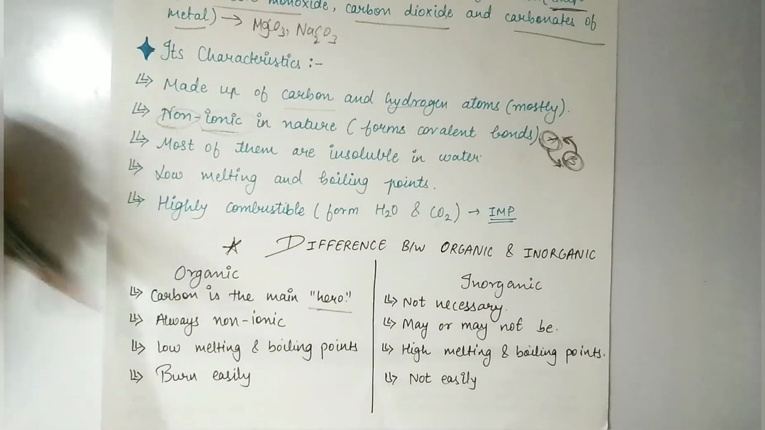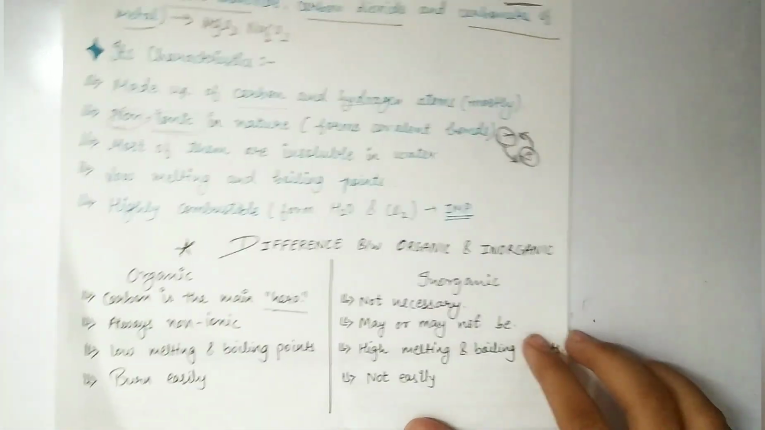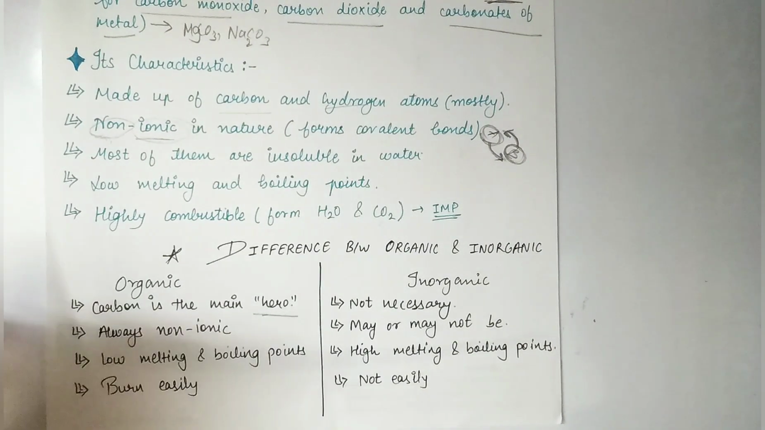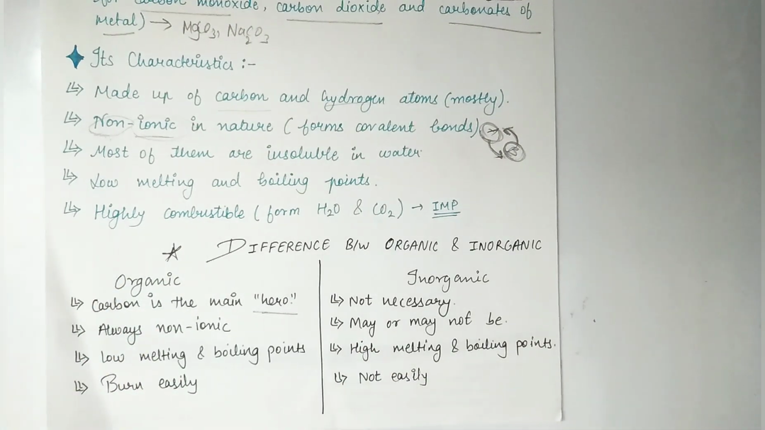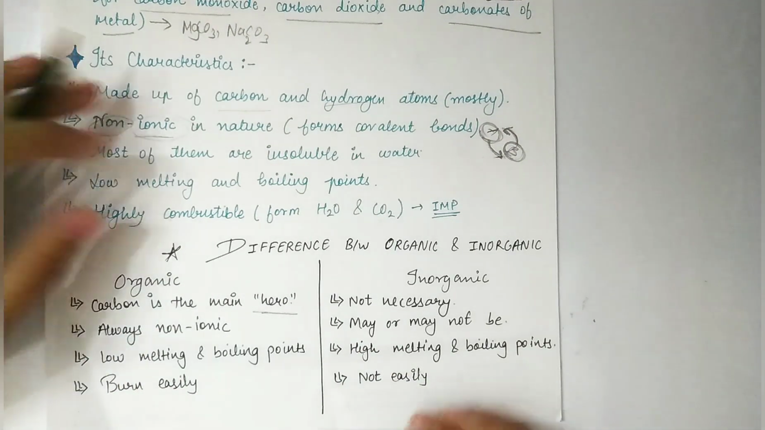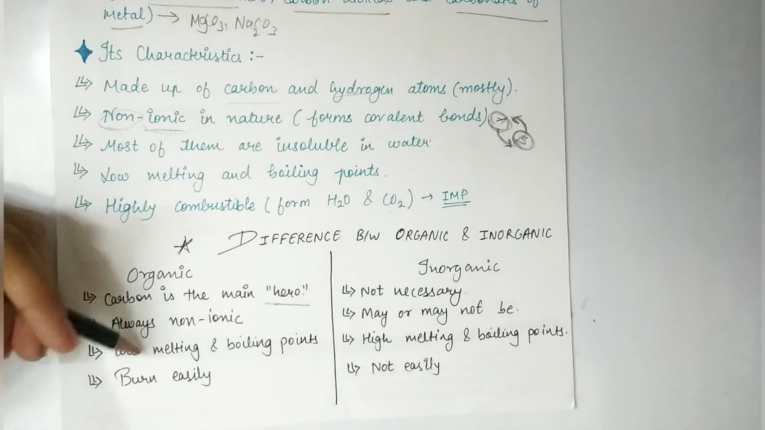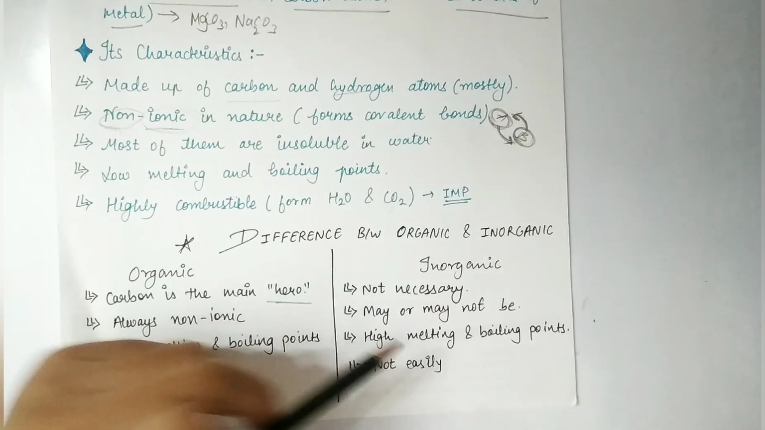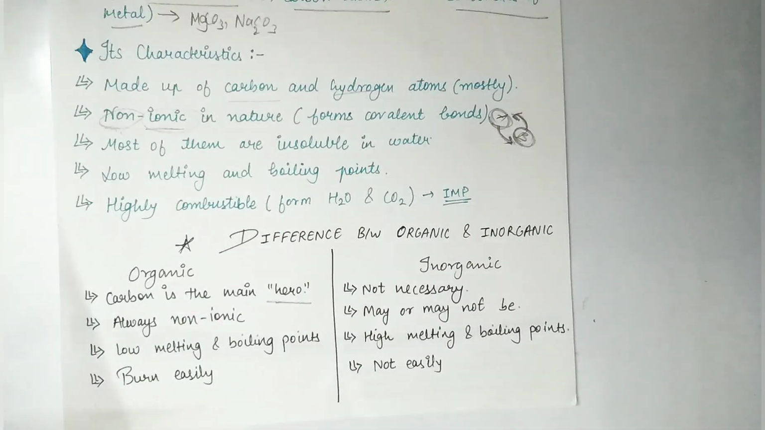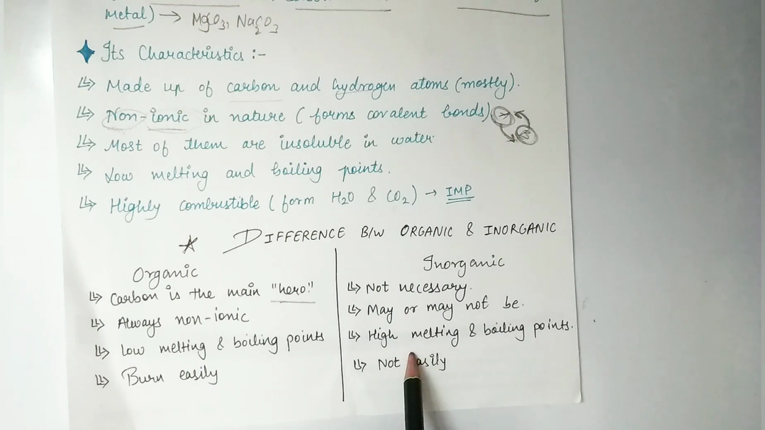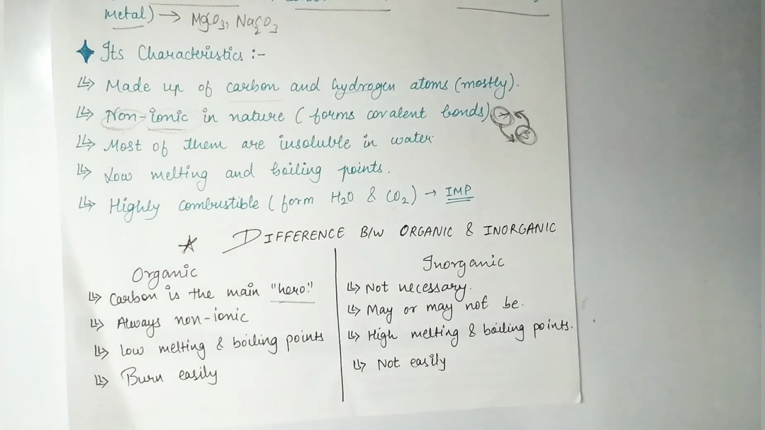Next, an organic compound is always non-ionic. As I said, an organic compound never forms by transferring electrons, it always forms by sharing pairs of electrons. Whereas in inorganic compounds, there may be covalent bonds or ionic bonds. Organic compounds, as I said, are held together by less force of attraction, so low melting and boiling points, whereas inorganic compounds have high melting and boiling points. Organic compounds burn easily because they are combustible in nature, whereas in inorganic compounds, it is not necessary that all are combustible. Some may be, some may not.